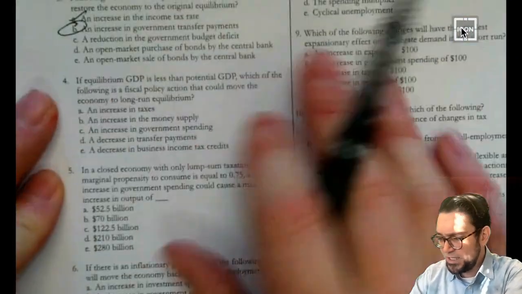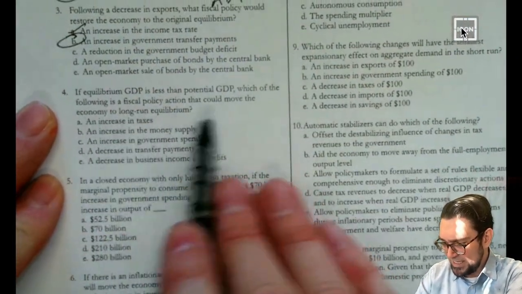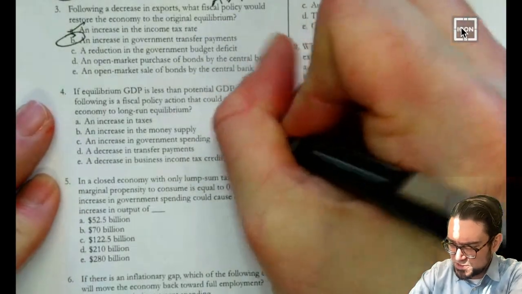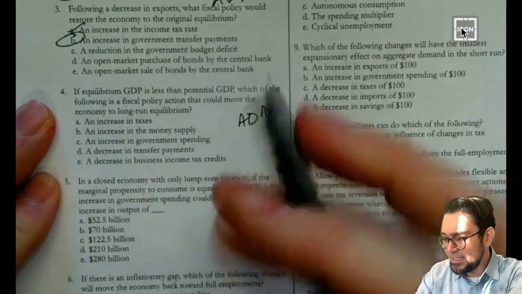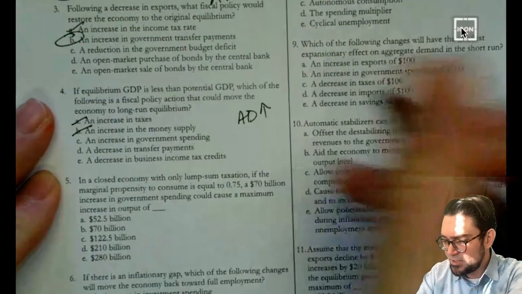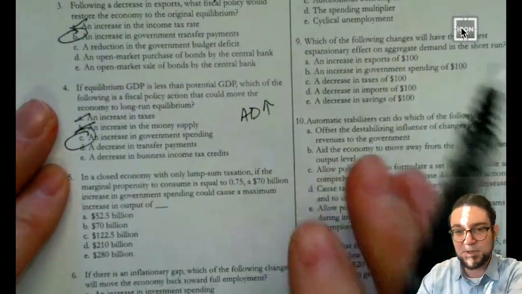Number 4, equilibrium is less than potential. Which of the following is an action that could fix it? So in other words, something to make AD go back up, not an increase in taxes. Monetary policy we haven't talked about. Government spending, there we go. Increase in government spending would do it.